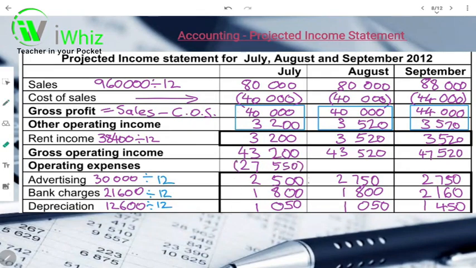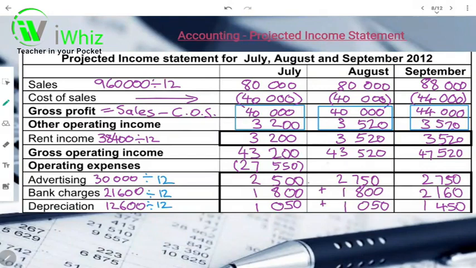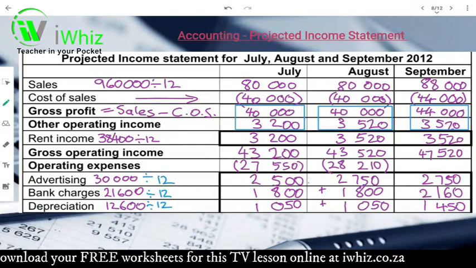Next, we take a look at August. You're going to take 2,750 Rands plus 1,800 Rand plus 1,050 Rand plus 1,750 Rand plus 660 Rands plus 1,000 Rands plus 8,800 Rand plus 900 Rand plus 5,650 Rand plus 3,850 Rand for 28,210 Rand. That's your budgeted operating expenses for the month of August.